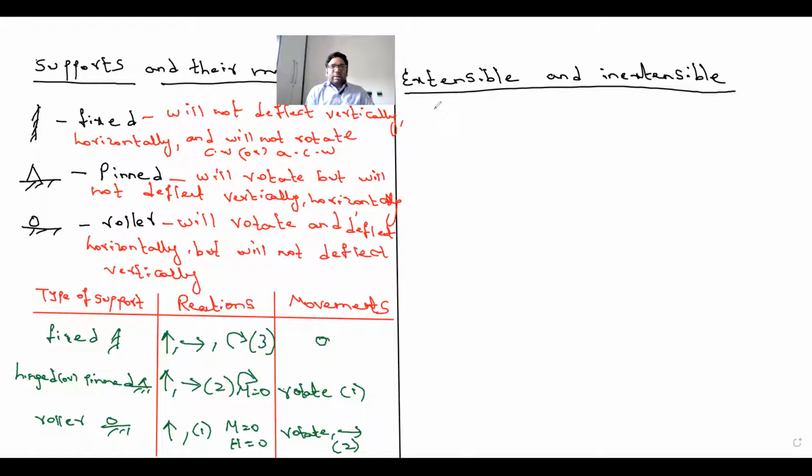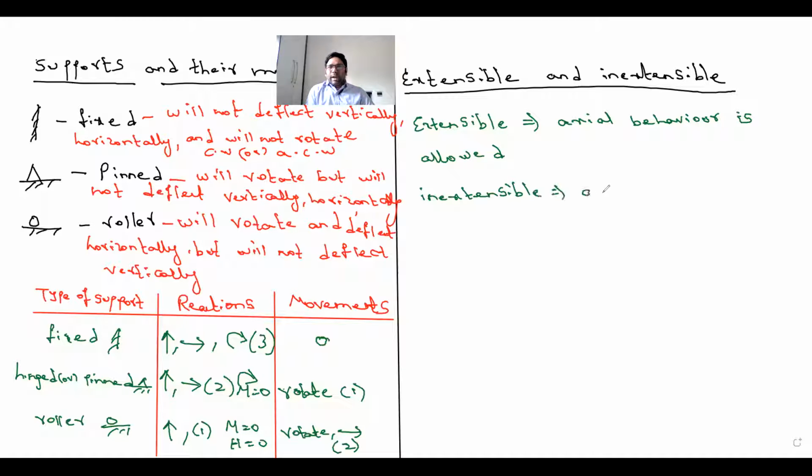So now let us try to understand the further concept here. What is extensible and what is inextensible? Let us take extensible. Extensible means axial behavior is allowed. And inextensible means, I am writing it in simple terms, not the textbook definition, axial behavior is not allowed.